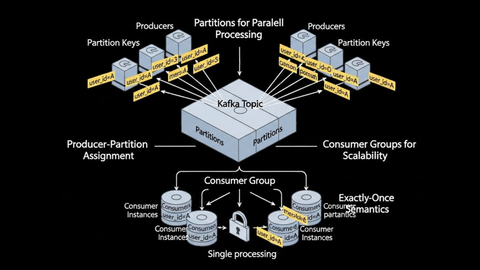For consumption, Kafka uses consumer groups. Multiple consumer instances can form a group, and Kafka ensures that each partition is consumed by exactly one member of that group. If you need more processing power, simply add more consumers to the group, and Kafka automatically rebalances the workload. Finally, Kafka provides exactly once semantics.